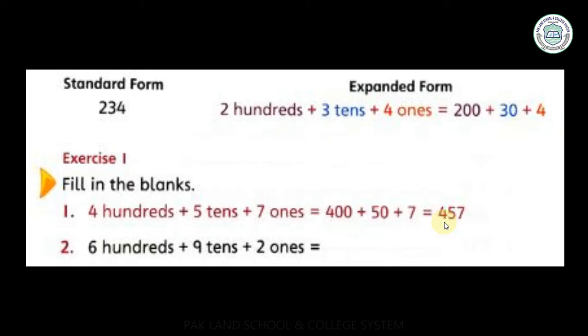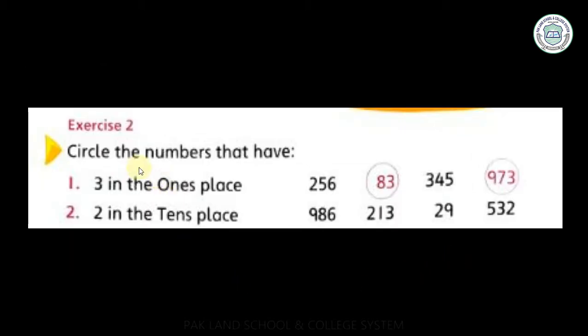If we write this in standard form, we write 457. The next example we have is 6 hundreds, 9 tens and 2 ones. So we write 6 hundreds and 9 tens and 2 ones. If we write this in standard form, we write 692.